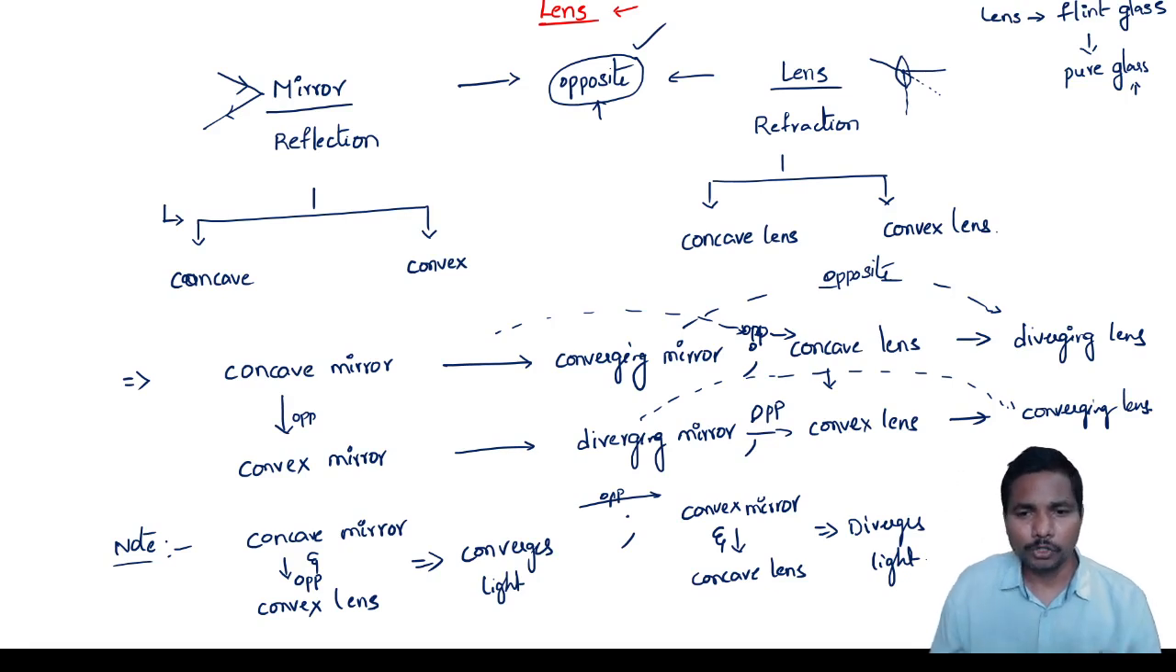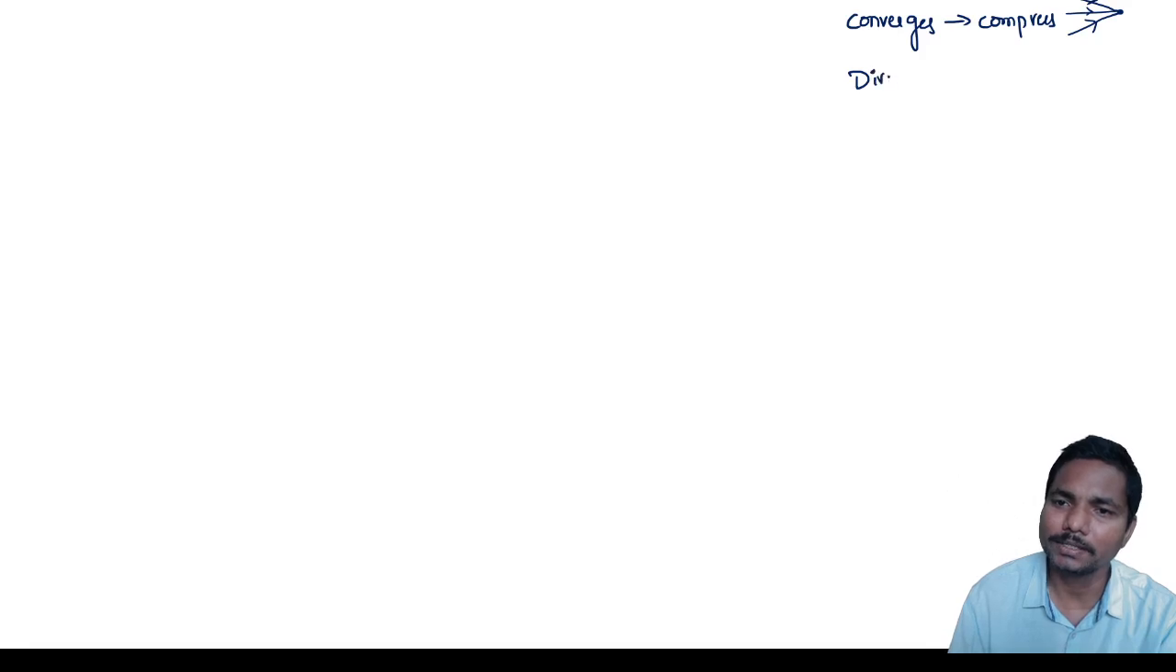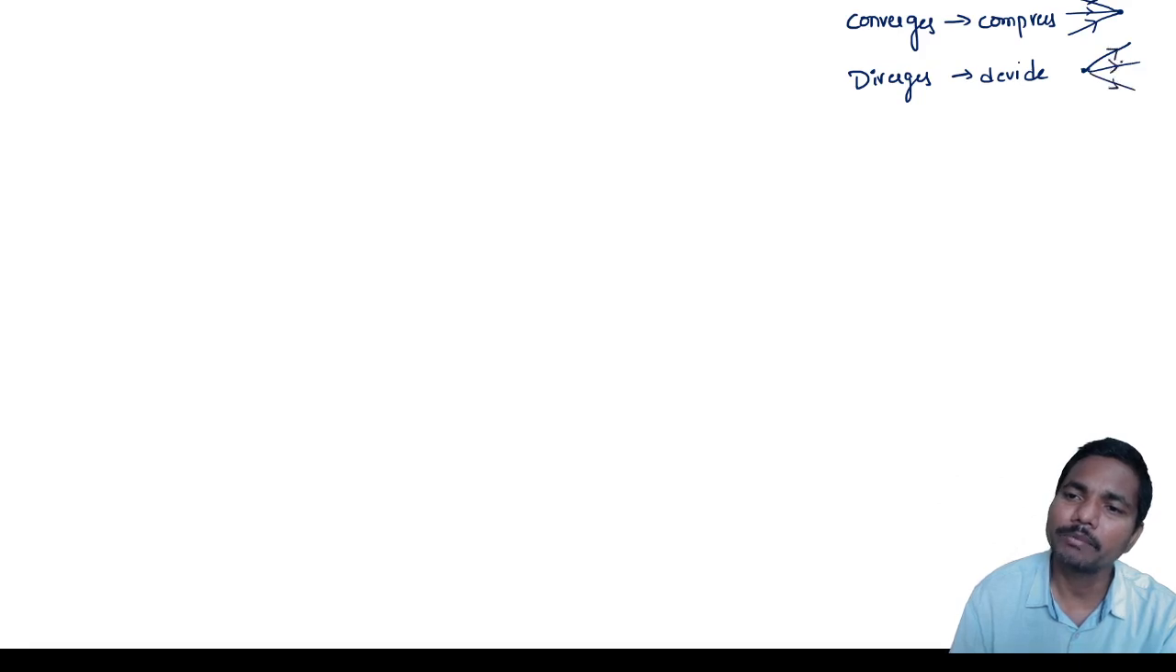And we know very well, in the previous session I have already given what is converging and what is diverging. As the name itself says, converges means compress. So light rays meet at any one point, that is what you can say converges. In the same way, diverges means divide. From one point it will be divided. So just remember this point.